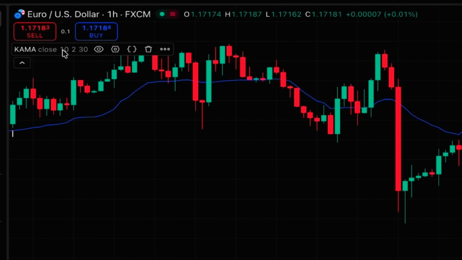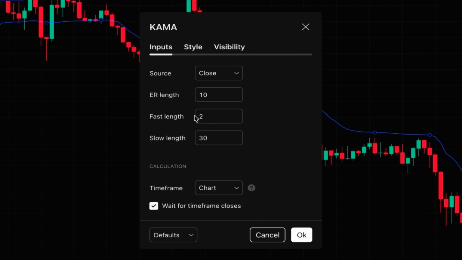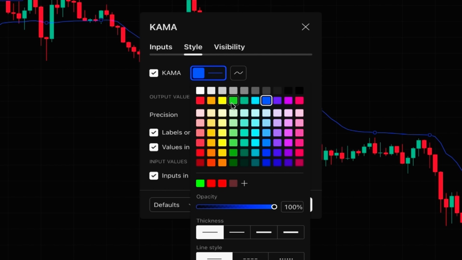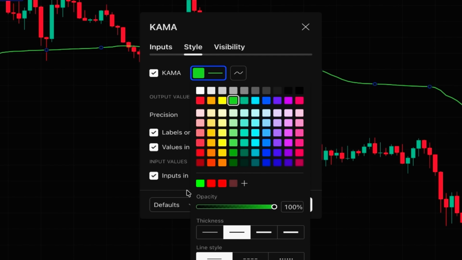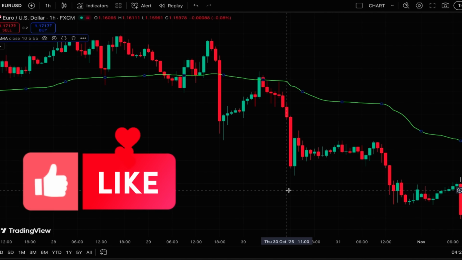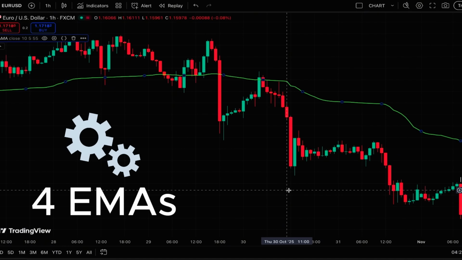So here we go to the settings of the Kaufman Moving Average, and here for the fast length we set it at 5, and here for the slow length we set it at 55. Then we go to the style tab and we change the color to green, and we also increase the thickness of the line so it will be better visible on our price chart. Alright, we're done with the settings of Kaufman Moving Average, and now we need to add 4 exponential moving averages.